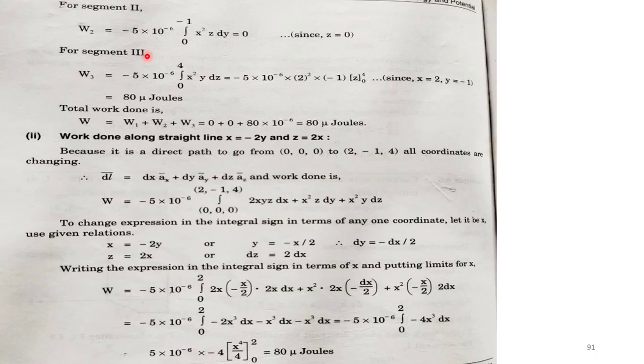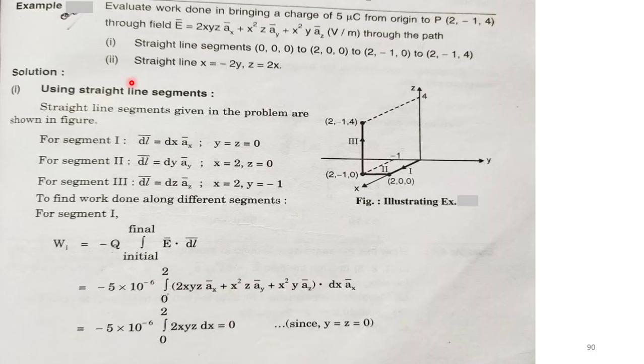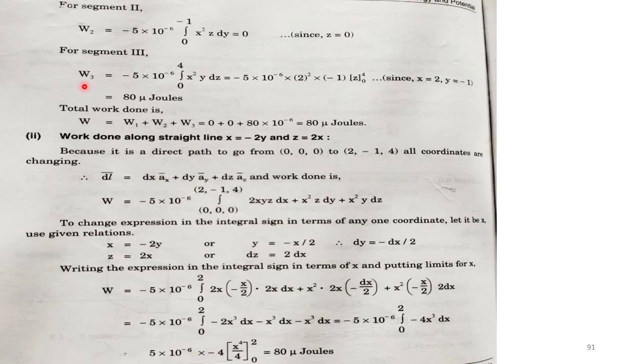Now for segment 3, we'll calculate the work done. We'll denote this work done as W3. You can see here, this is segment 3. For segment 3, x is always 2 and y is always -1. Only the z term is changing, and dl bar for segment 3 can be written as dz az bar. So W3 is equal to -5 × 10^-6 integration from 0 to 4.